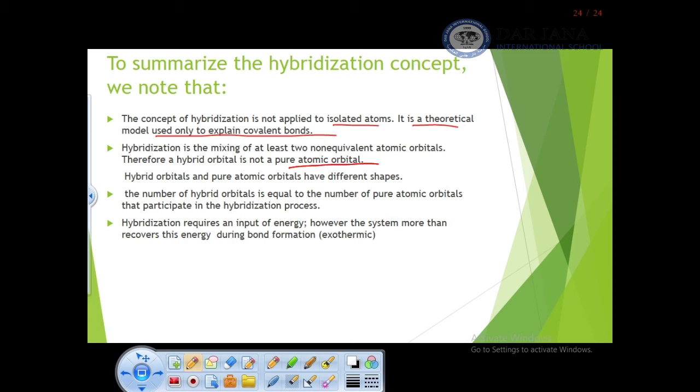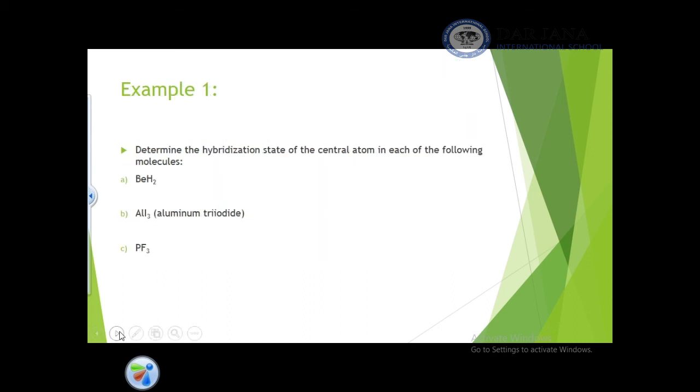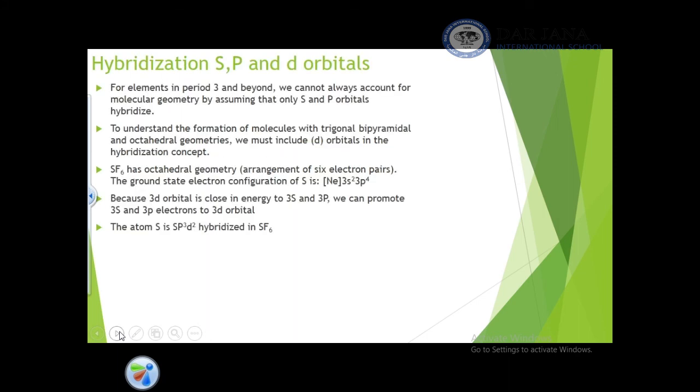So something else you should know is that hybridization requires an input of energy. It means, however, that the system's bonding will be exothermic. It means it releases energy. Okay. Now we will do the examples in the next video: BeH2, AlI3, BF3, and PBr5.